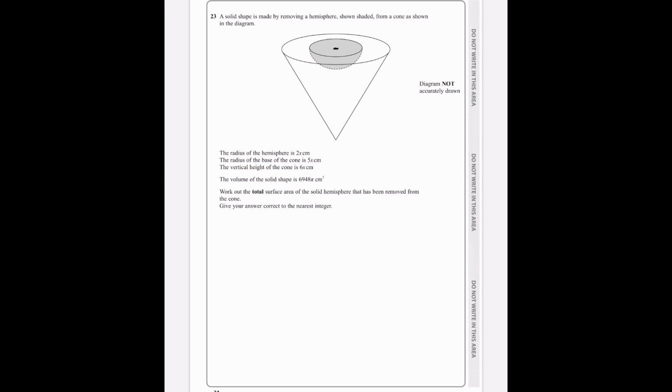Okay, removing the hemisphere. It's a bit of a trickier one, this one. We've got the radius of the hemisphere is 2x, the radius of the base of the cone is 5x, and the height of the cone is 6x. We want to come up with an expression for the total volume of the shape, because it gives us the total volume.